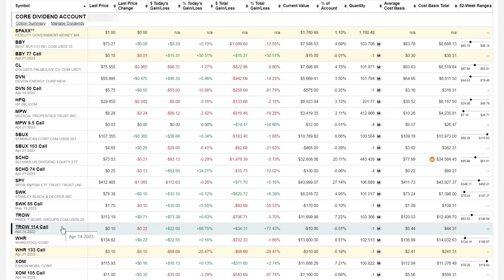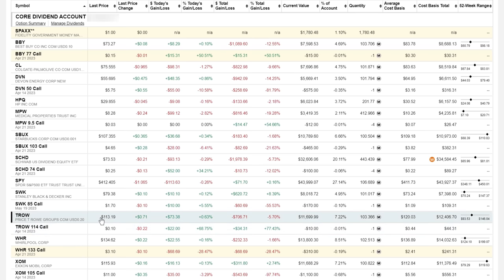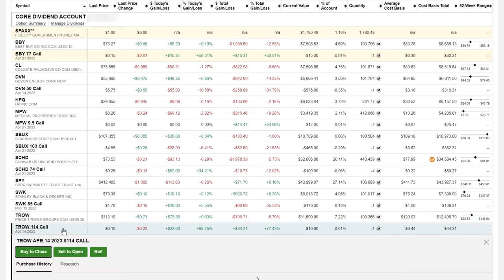I have an option that's actually expiring in about 5 or 10 minutes here, so I better hurry. It's a strike price of 114, expiring April 14th. And the current price is $113.19 per share. Now, this option is probably going to expire worthless, but for the purpose of this conversation, let's say this was at $114 exactly right now.